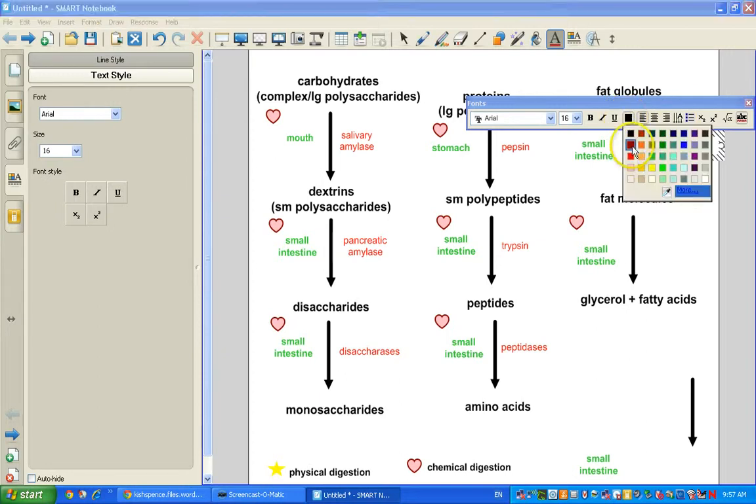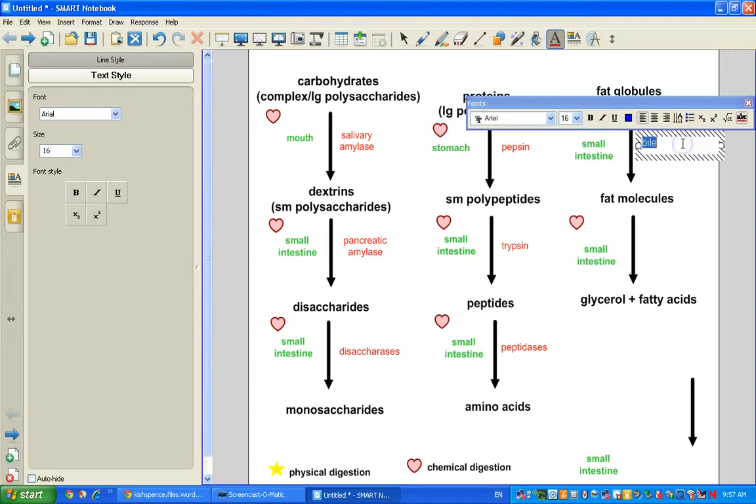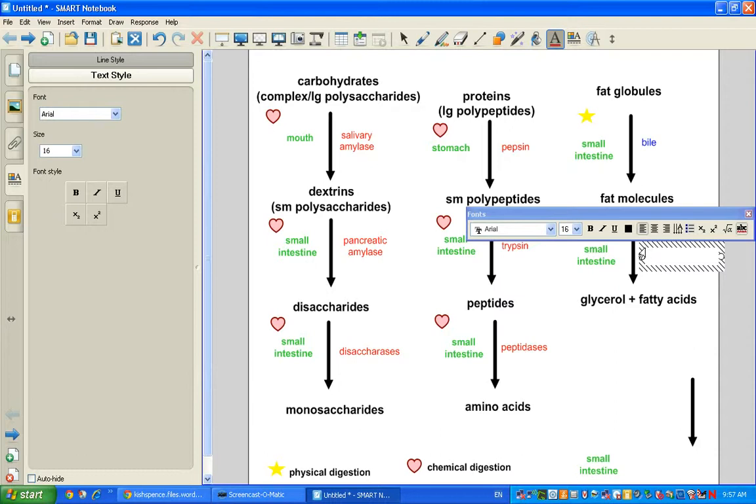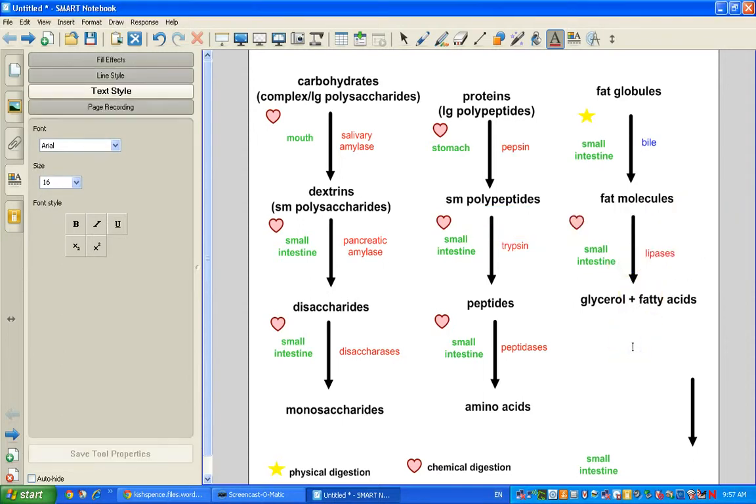We want this to be red. We will go blue since it's not an enzyme. Okay, it's acted on by bile to give you fat molecules. The fat molecules are going to be acted on by the enzyme that breaks down lipids. So, lip for lipids, lipases. So, lipases are red because they are an enzyme. So, all the ones with red, they involve an enzyme, so they are considered chemical digestion, indicated by the little hearts. The star indicates physical digestion.